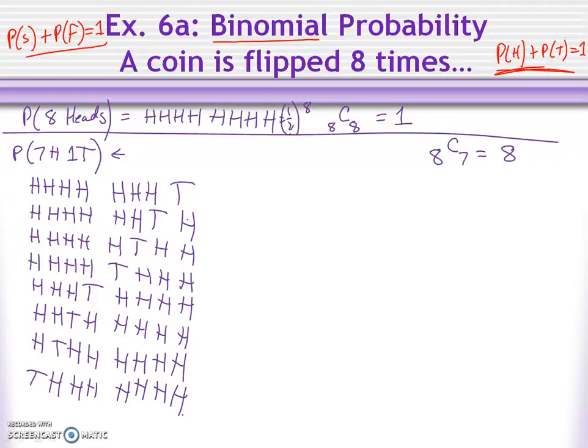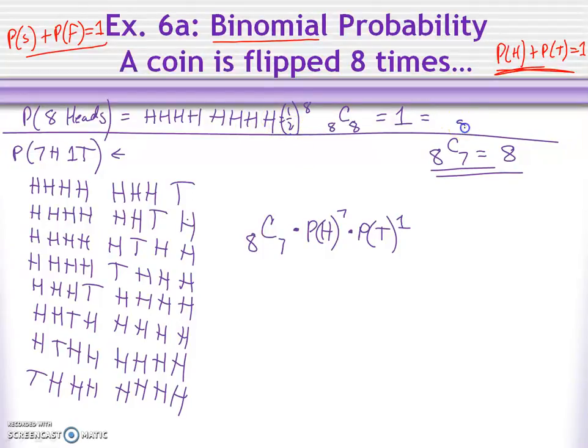On down the line. What happens here is we've got 8 combinations of 1/2 to the 8th power. And this can actually be modeled with a term from a binomial expansion. This would be 8c7 times the probability of heads to the 7th power times the probability of tails to the 1st power. Relate that back up to here.